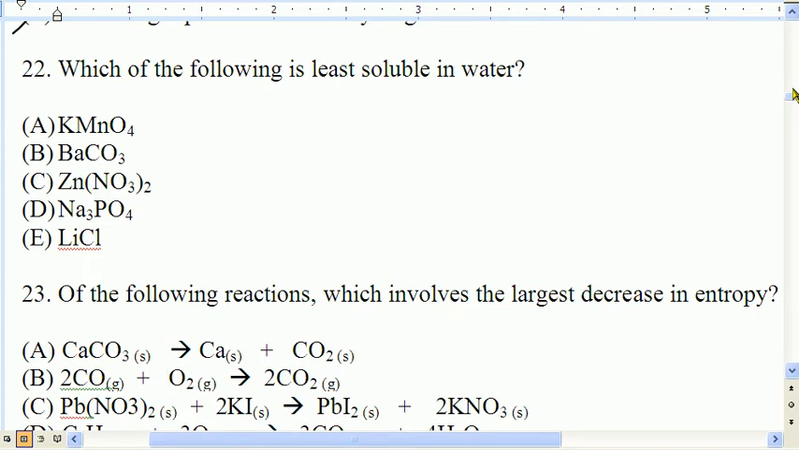Okay. Which of the following is least soluble in water? So this is an alkali metal, it's soluble. This has a nitrate, soluble. This is an alkali metal, soluble. Alkali metal, soluble. So the answer is BaCO3.